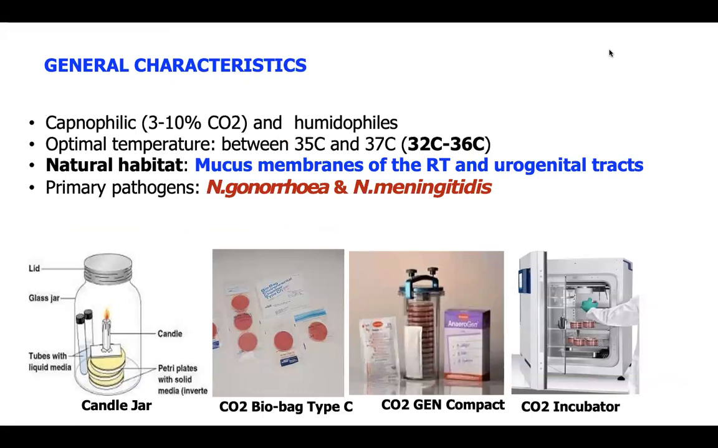Now, aside from those characteristics, we know that our Neisseria are capnophilic, meaning they would require increased carbon dioxide for growth. Somewhere between 3 to 10% carbon dioxide would do. You can opt to use the candle jar, the old-fashioned style. And then, here is the carbon dioxide generating compact. Okay, we call this the gas pack during our time. It's a brand name, gas pack.